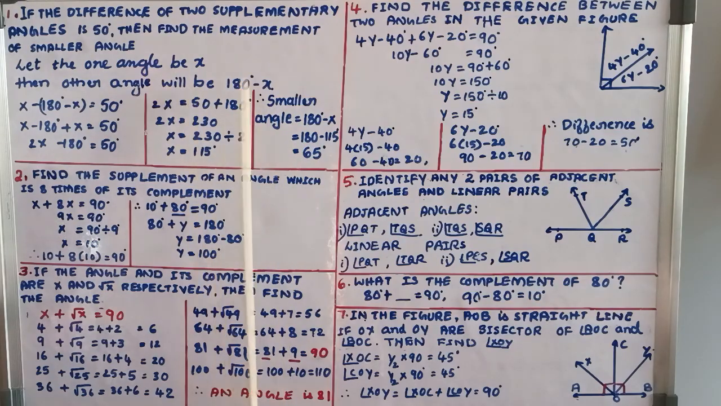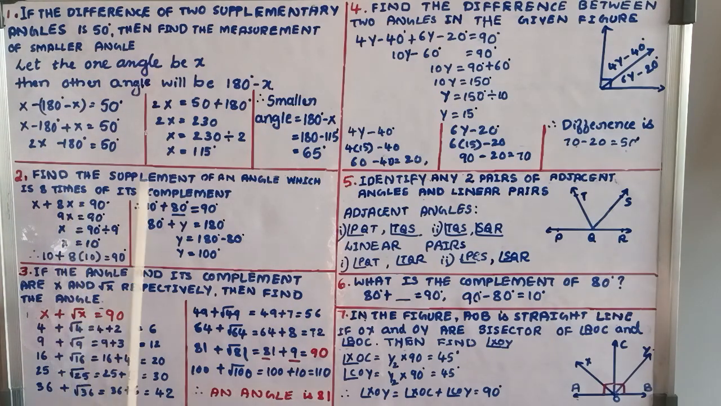Now to find the smaller angle, here x is the bigger angle. From the bigger angle we are subtracting the smaller angle. Which is the smaller angle? So 180 degrees minus x is the smaller angle. Now let us find out that angle. Now x equals 115 degrees, substitute in the place of x, so it becomes 65 degrees.